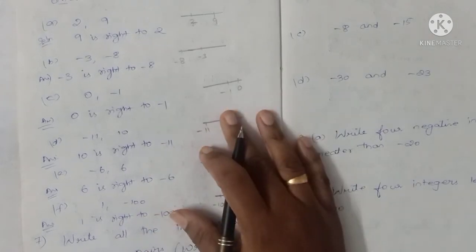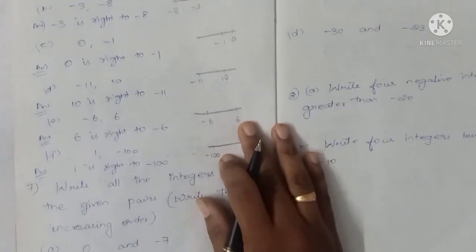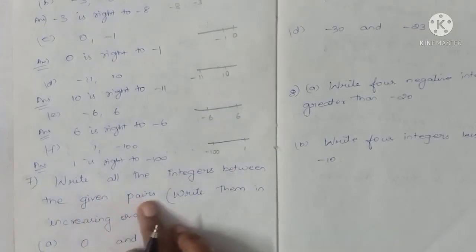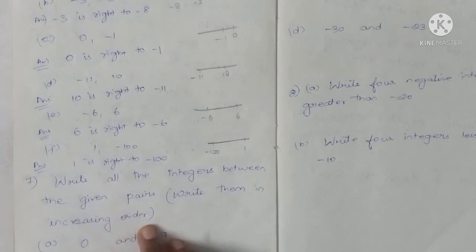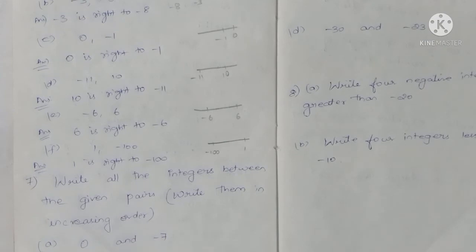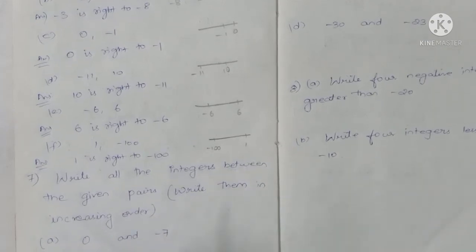So thus we completed sum number 6. Next, moving towards sum number 7. Write all the integers between the given pairs. Write them in increasing order. We have to write all the numbers between 0 and minus 7. So what are the numbers between 0 and minus 7?